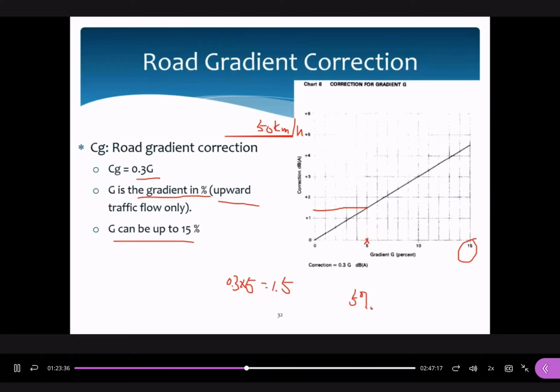For road gradient, this is just for overflow, and the road gradients cannot be more than 15%. Within this range, we can make use of the simple equation 0.3 times G to find out the correction factor. In order to keep the same vehicular speed, we need to increase the driving power. That's why the correction factors here are all positive values. Lower values reduce the noise effects, while this one enhances the noise effects. Any problem about this one?